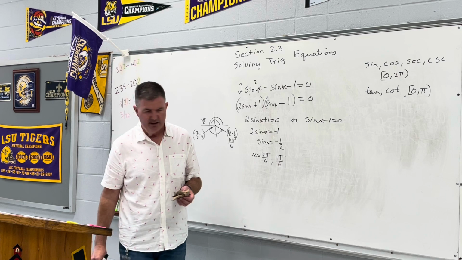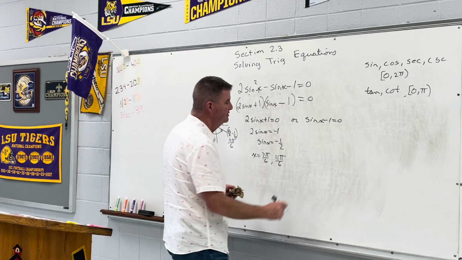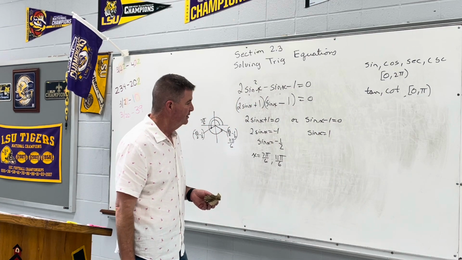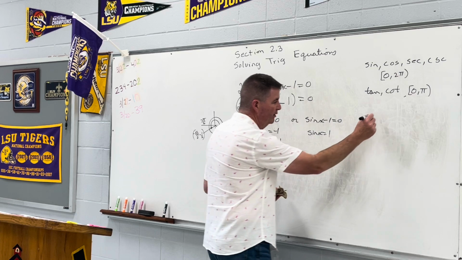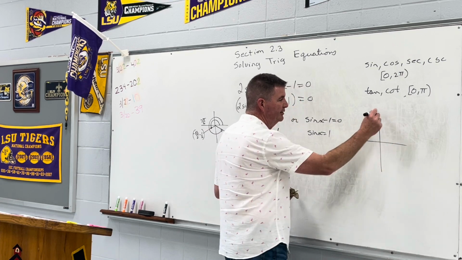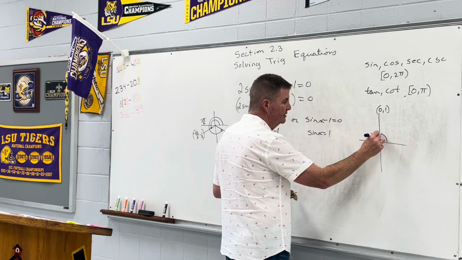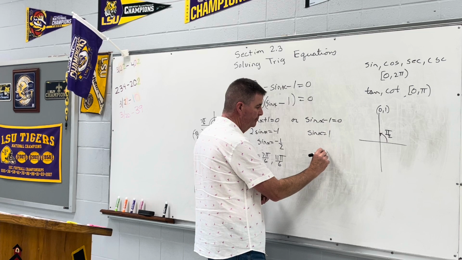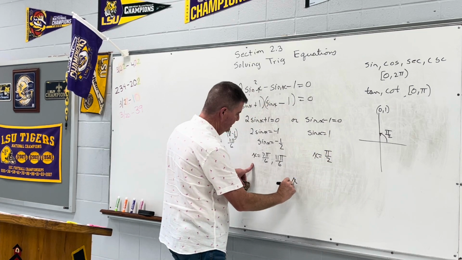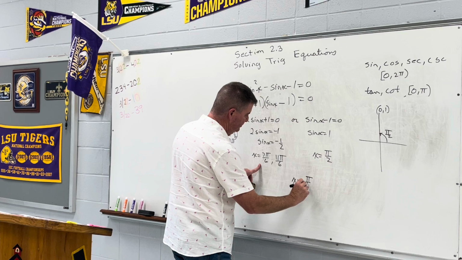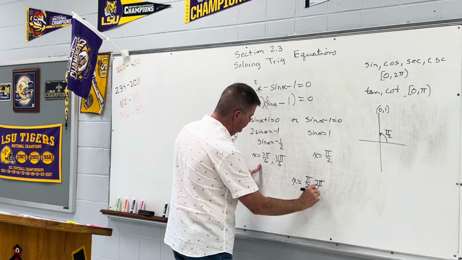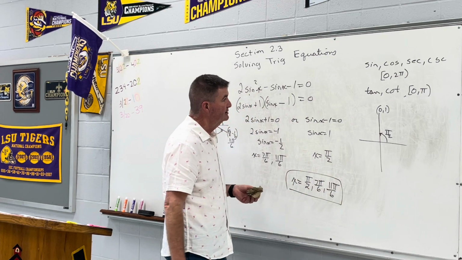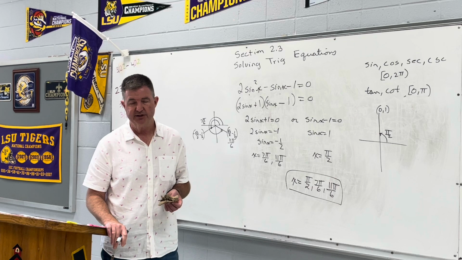And then finally, we also have the other side, and the other side is sine of x equals 1. Sine of x equals 1 when the y value is 1. The y value is 1 here, and this is pi over 2. So my answers are going to be x equals pi over 2, 7 pi over 6, and 11 pi over 6. That would be my answers to this particular equation.